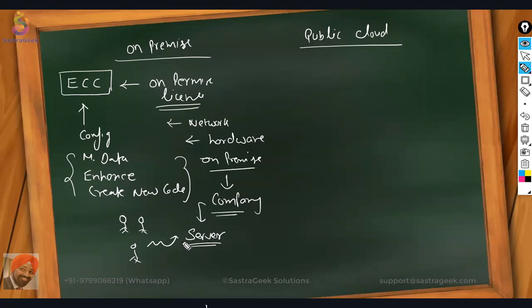The same way on-premise is there for ECC, on-premise is also available for S4HANA. The same way you were using ECC, you can buy the server, install it, and do all the changes which are required. You can use S4HANA on-premise the same way. Apart from that, between on-premise and public cloud, there is also something called private cloud.